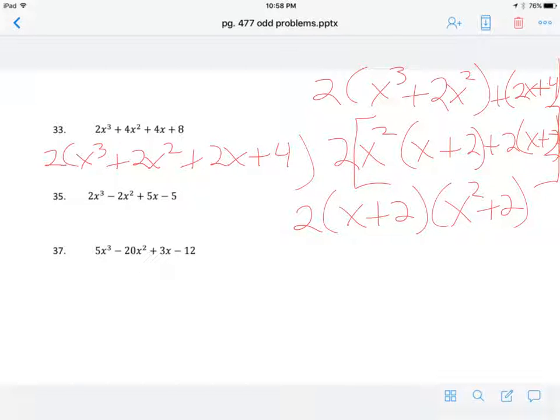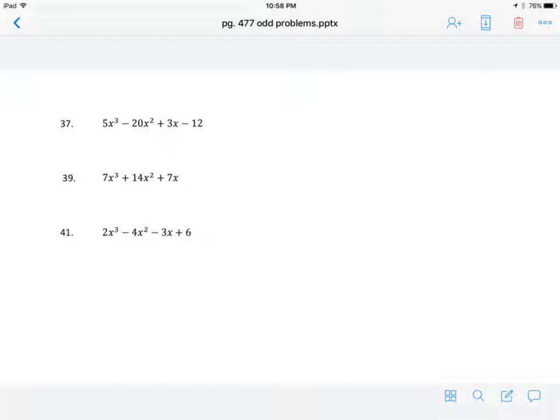Alright, and that's what you're going to continue doing for 35 and 37. Just always put the first two together and then factor, and then 37, 39, 41, 43, 45. I'll finish up those for tomorrow.